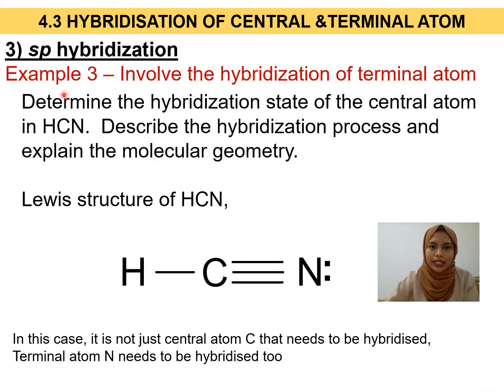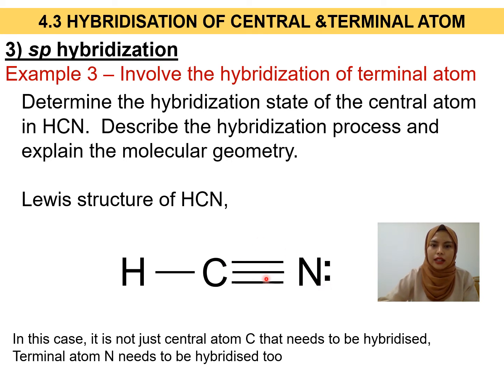Okay, example yang ketiga, if let's say you ada molecule HCN, okay, kat sini is gonna be a little bit tricky because you kena hybridkan N juga. Okay, actually terminal atom yang you boleh hybrid ialah oxygen, nitrogen, and I don't remember if fluorine termasuk ke tidak. And then if let's say if nitrogen ataupun oxygen ada terminal atom ada double bond atau triple bond bersama dengan central atom, therefore you need to hybrid the terminal atom.